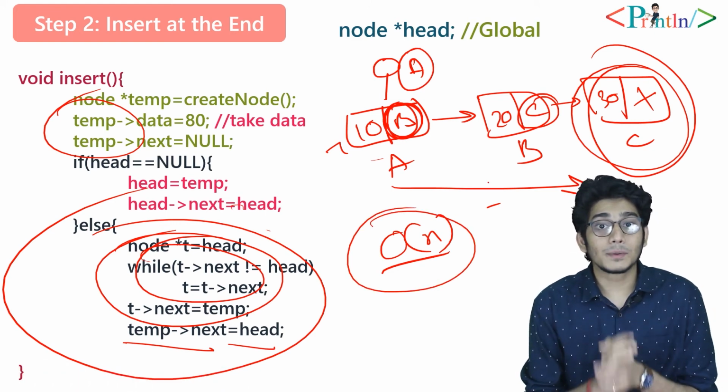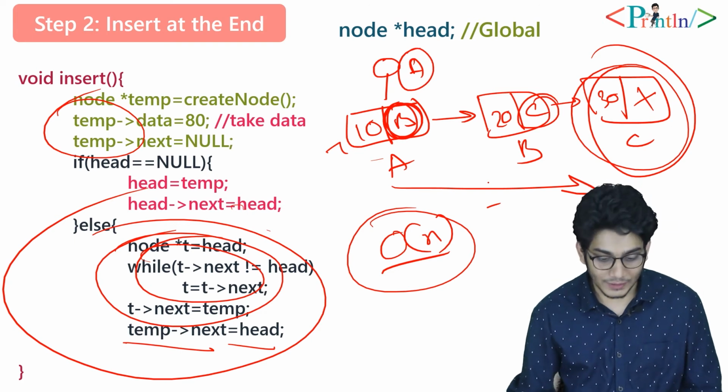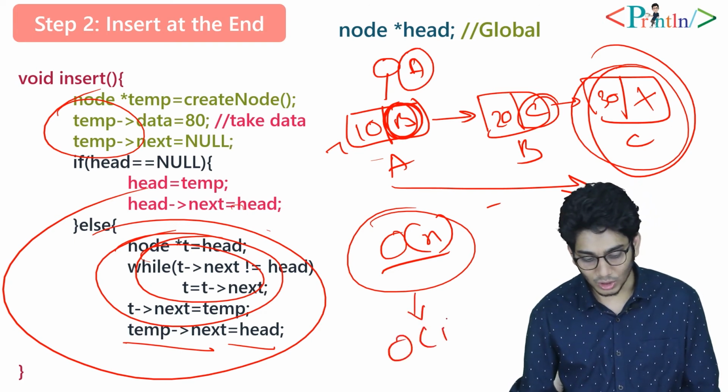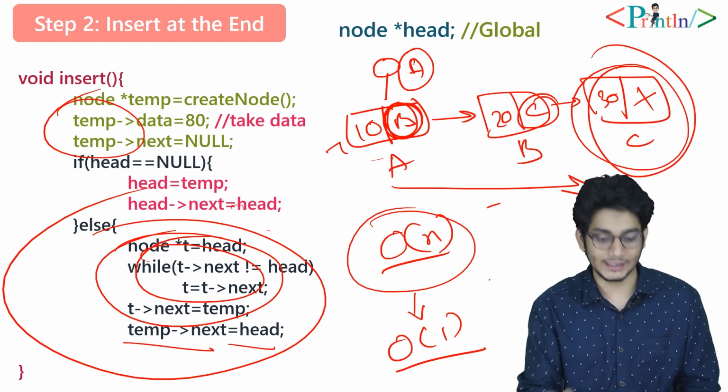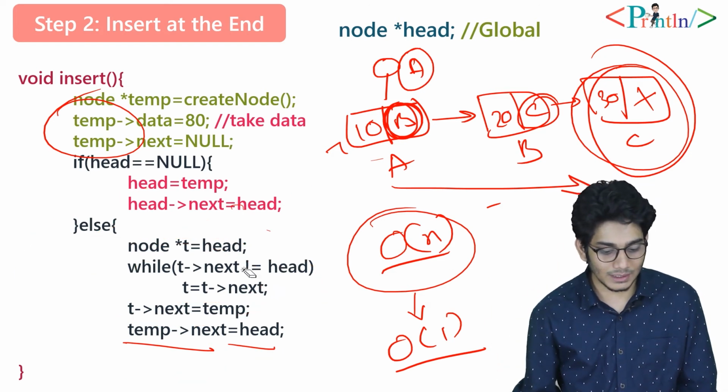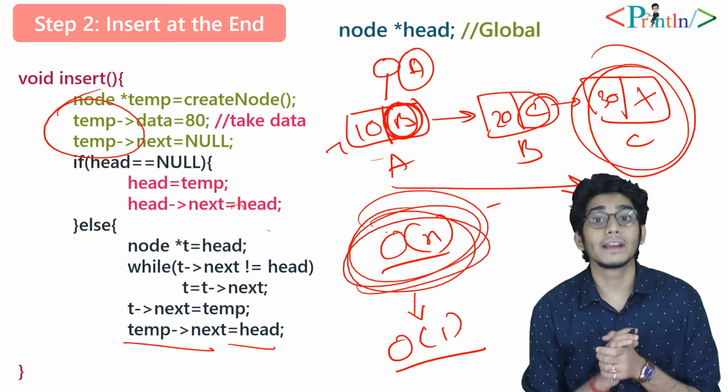But we can further optimize this operation. So how can we do that? We can reduce it up to order of 1. But for that we have to take a last pointer. In the next video I'll talk about that. But in this video our time complexity will be order of n.